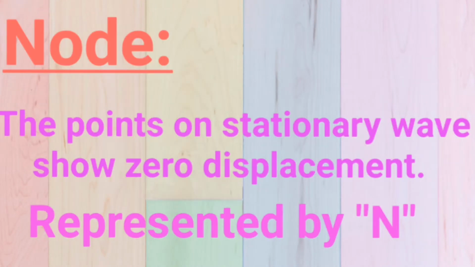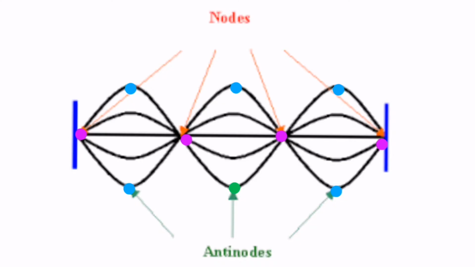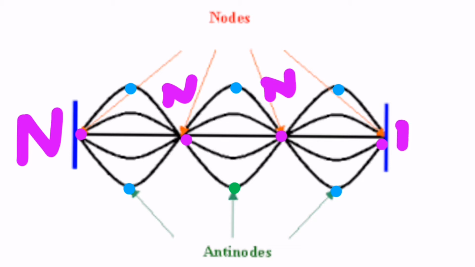Now the first point here is node. What is a node? The points on the stationary wave that show zero displacement, and it is represented by N, the alphabet N. Now let me explain with the help of a diagram. The purple points you can see are the nodes here and are represented by the alphabet N. This is N over here, this is N, this is N, and this one is N. You can see there are 4 nodes present over here, and they have zero displacement, as there is no distance between this one, no distance between this one, and no distance between both these ones. That is why we say that nodes have zero displacement.